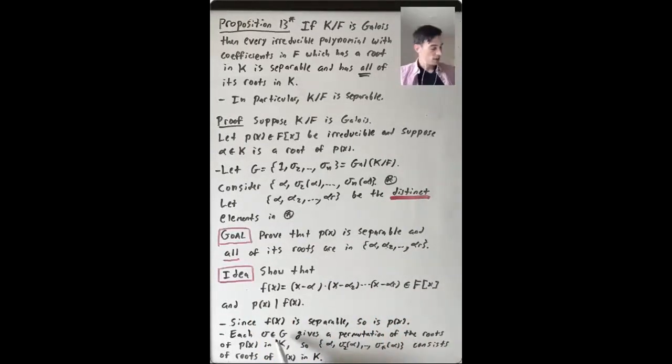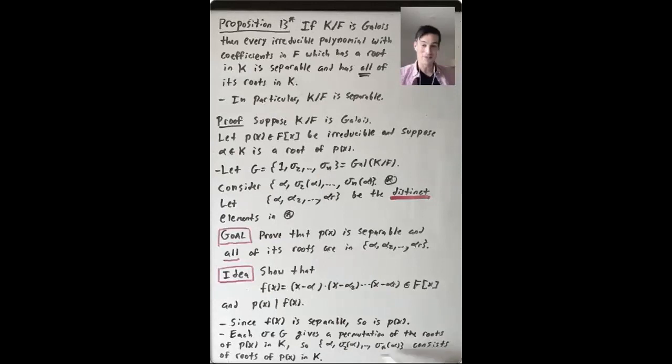So what we can note is that if you take an element of the Galois group, that gives a permutation of the roots of P of x in K. So if you look at this collection of elements, alpha, sigma 2 alpha, sigma 3 alpha, up through sigma n alpha, where does sigma 2 send alpha? It sends alpha to another root of P of x. So what are the things in this set? Everything in this collection is a root of P of x in K.